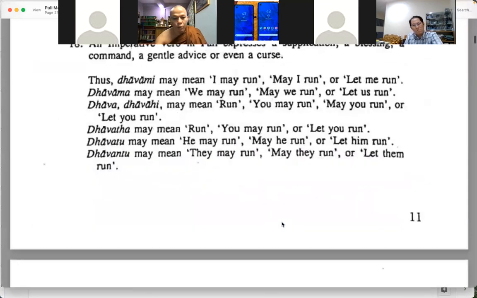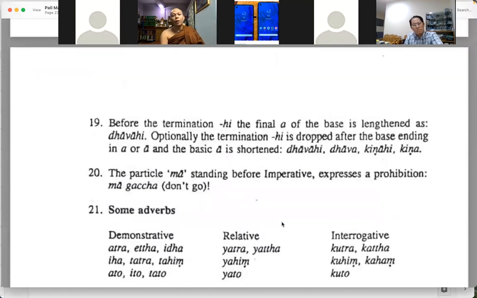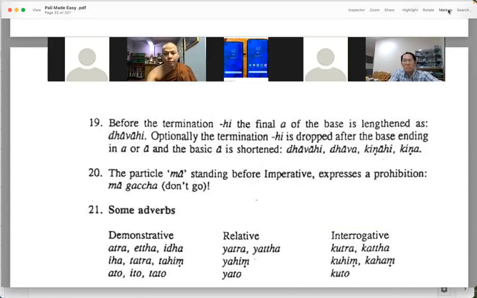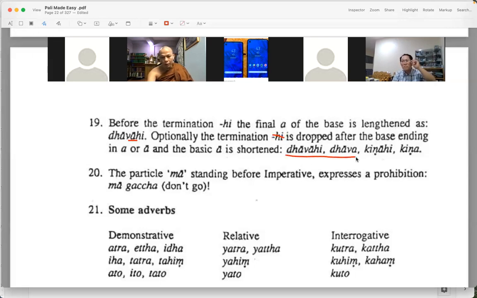Now we almost finished. We are forming the imperative verb. But you see in note number 20, actually note number 19, I already explained. So before the termination, he finally out of the base. So dawa he. And then optionally, this verb termination is dropped. So at that time, only the base, dawa. So here you see, dawa he, dawa.